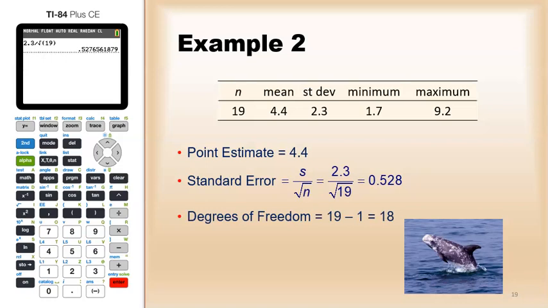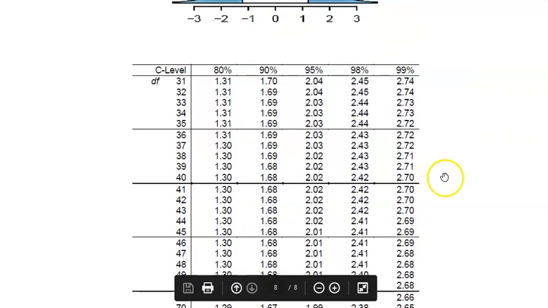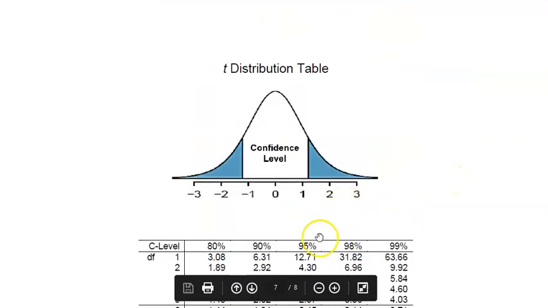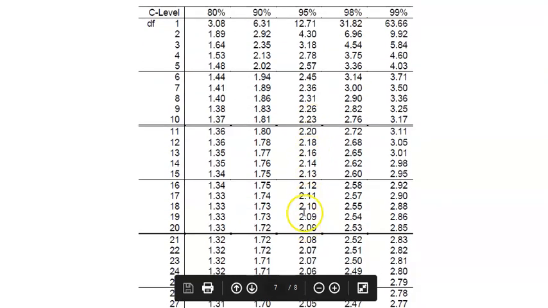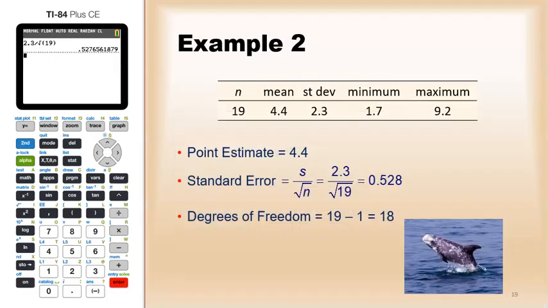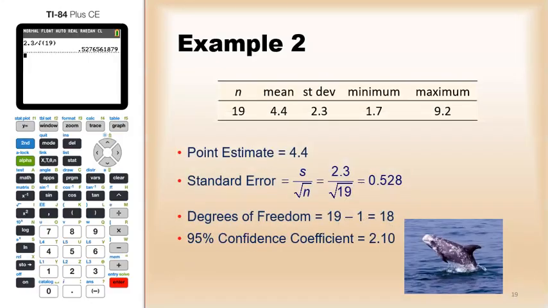As for the confidence coefficient, we would go to 95% confidence, 18 degrees of freedom, which gives me 2.10. So again, my 95% confidence coefficient is 2.10.